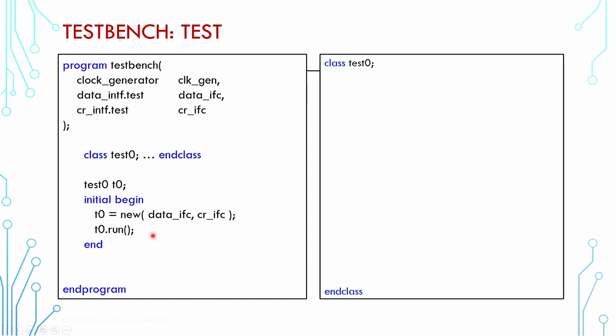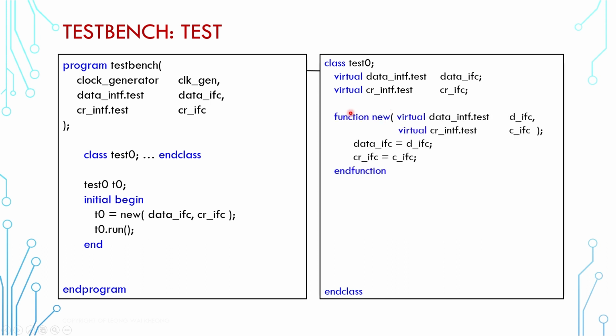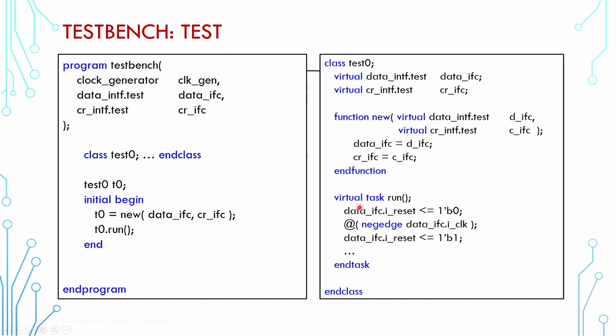Now inside the test, it has two virtual interfaces, one for the data and one for the config register. It also has a constructor. This constructor requires the user to pass in the interfaces when instantiating this class. It also has a virtual task called run. This is where the test drives and monitors the design. And there you go, we have a simple test bench with classes.